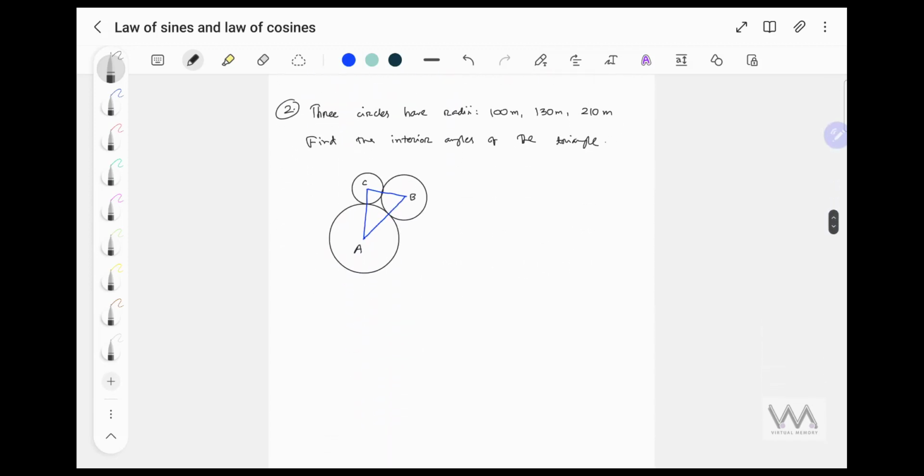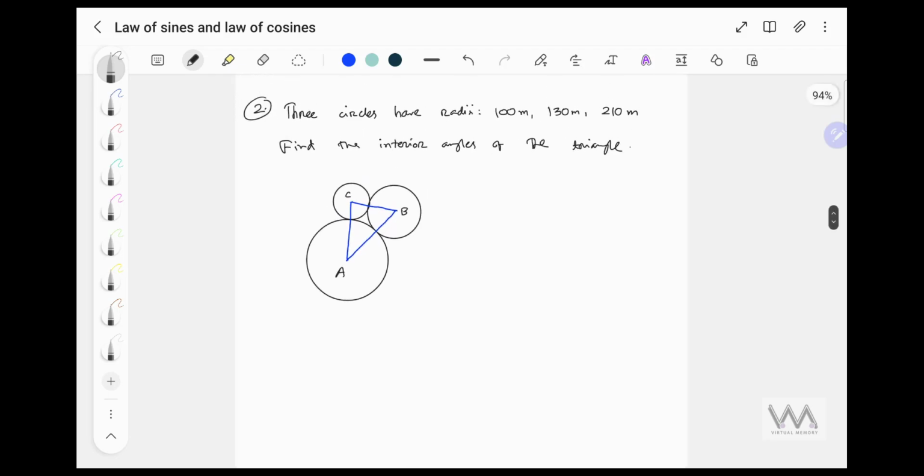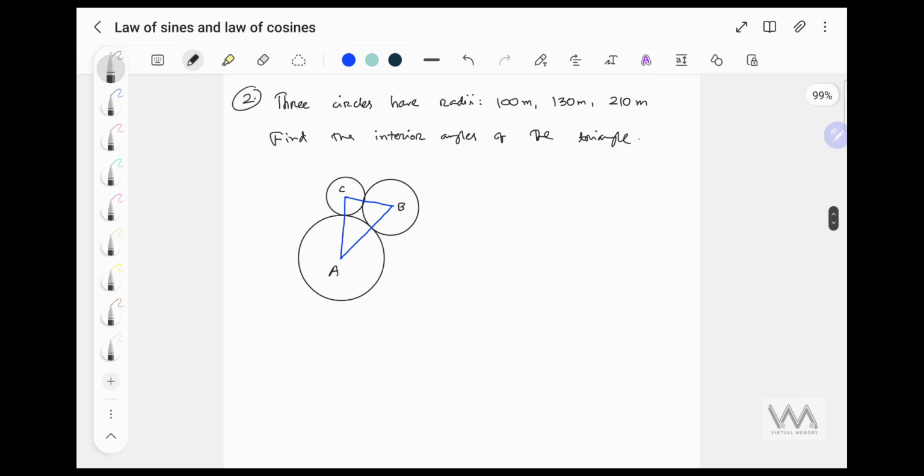This is based on law of cosines. So we have three circles given, each with the radii being 100 for the smallest circle, 130 for this circle, and 210 for this circle. So we know the radii of each circle, and we are told to find the interior angles of the triangle. So we are told to find this angle, this angle, and this angle.